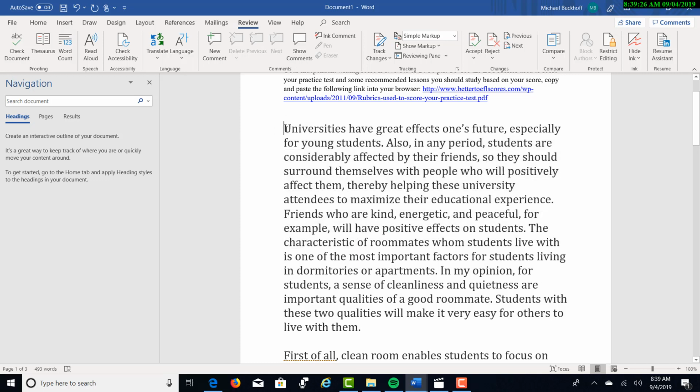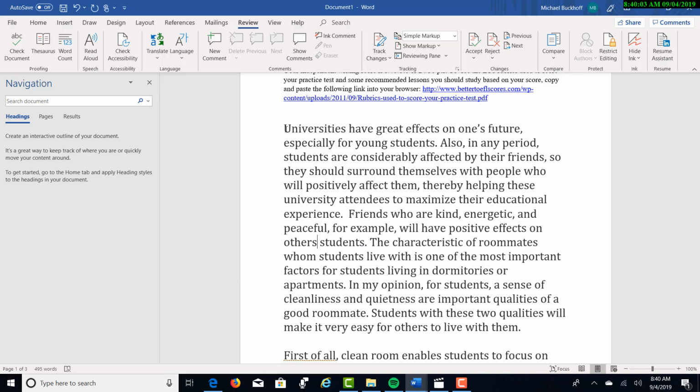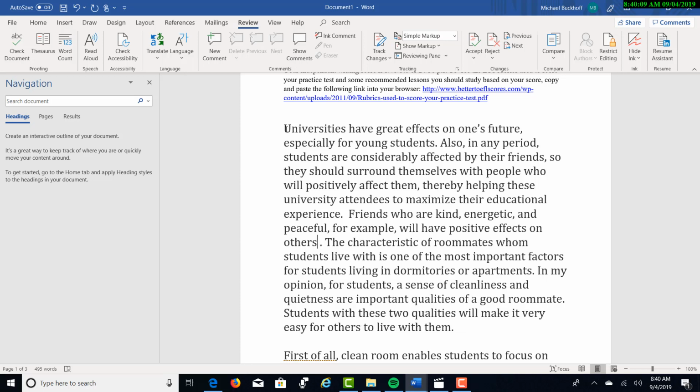So universities have great effects on one's future, especially for young students. Also, in any period, students are considerably affected by their friends, so they should surround themselves with people who will positively affect them, thereby helping these university attendees to maximize their educational experience. Friends who are kind, energetic, and peaceful, for example, will have positive effects on, how about just say others? You don't repeat students too much.